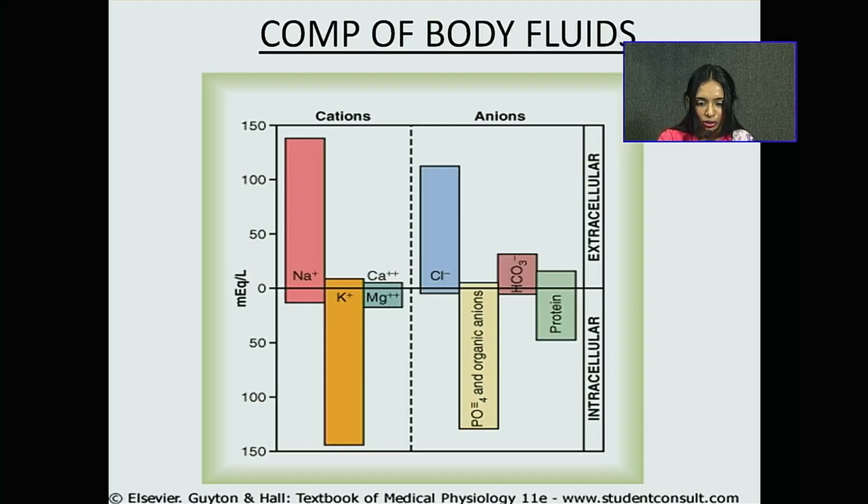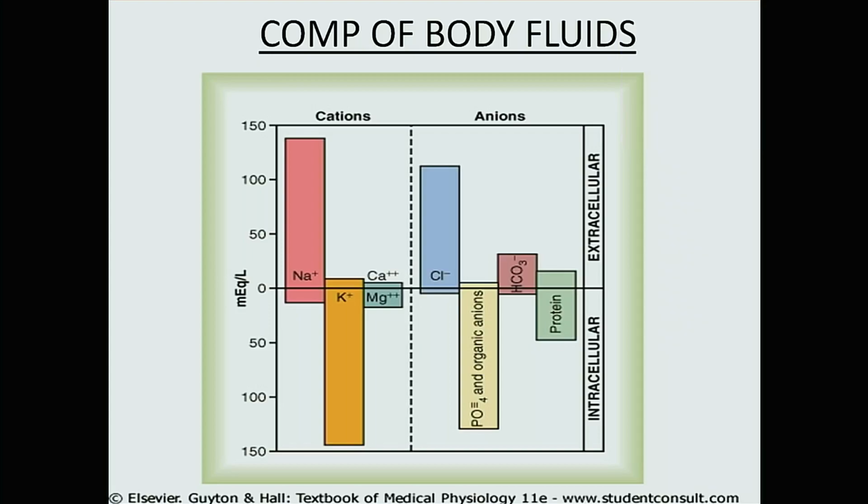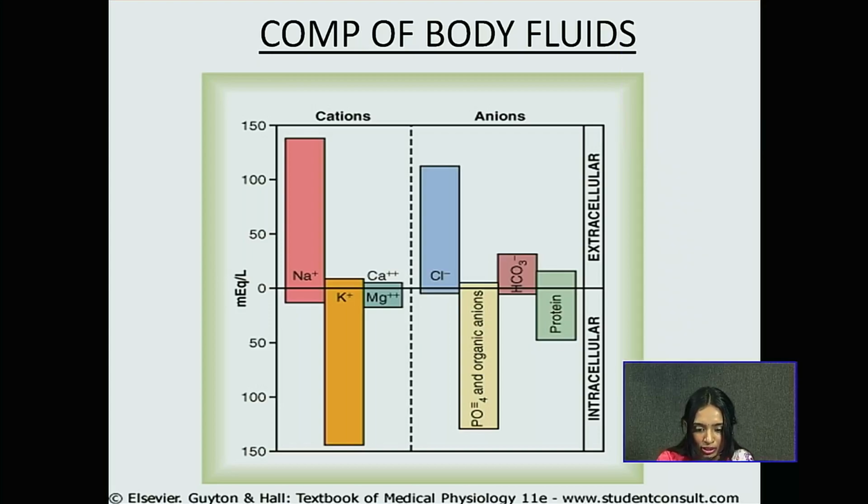To proceed, this is the schematic diagram of the composition of ions in the body fluids. As you can see, this is the extracellular fluid space and this is the intracellular fluid space. It is divided into cations and anions. Cations are sodium and calcium. As we saw, these are present in extracellular space, and the anions in the extracellular space are chloride and bicarbonate.